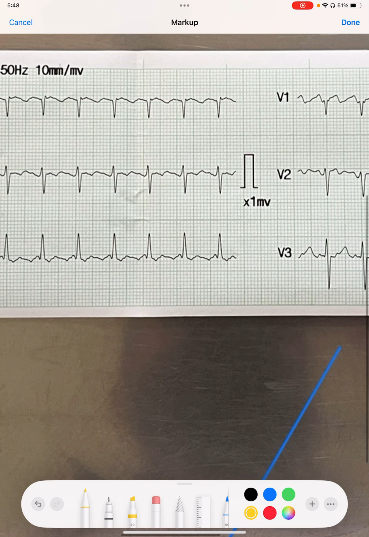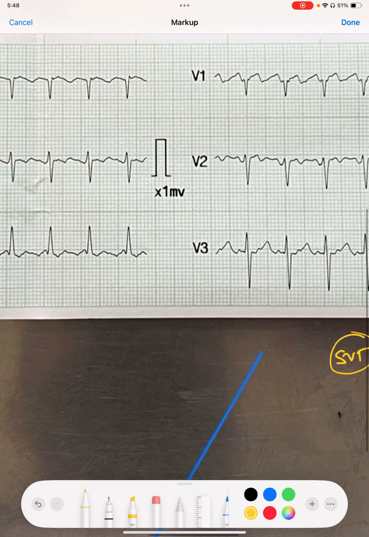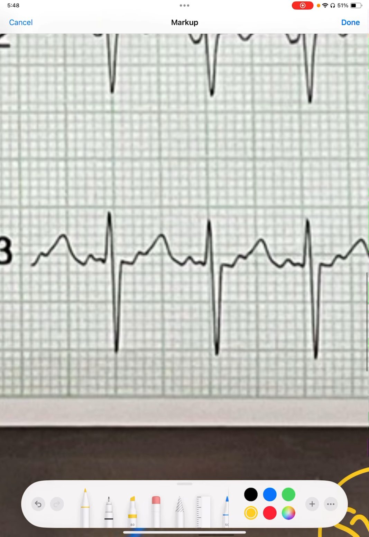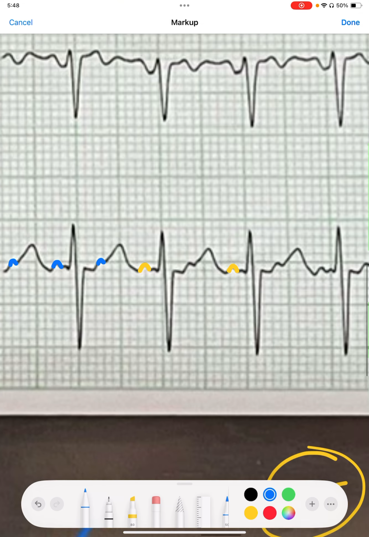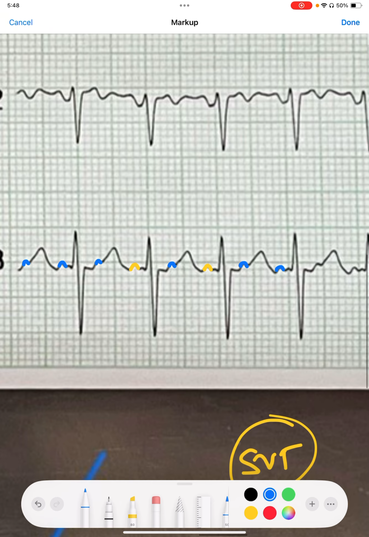So when we look very closely, we can see P waves. This is the P wave. This is the P wave. It may look like a sinus tachycardia, but if you look again very closely, this is one P wave and there is one more P wave here. So there are two P waves everywhere.